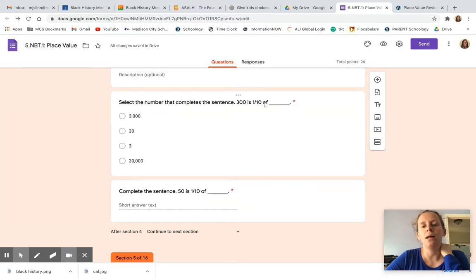Now the word of, we can substitute a multiplication symbol. We're trying to figure out 1/10 of what number would give us 300. So it's a fraction of a bigger number will equal 300. That one's a little bit tricky. You might want to draw a tape diagram or an area model to work on that one.